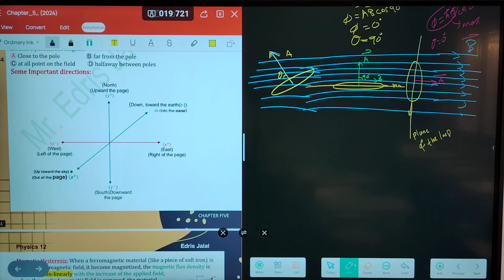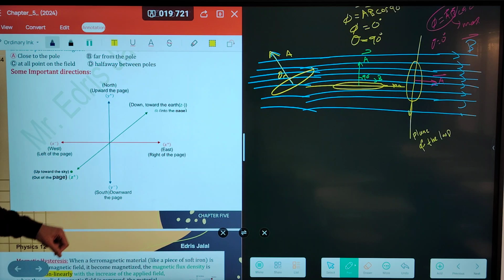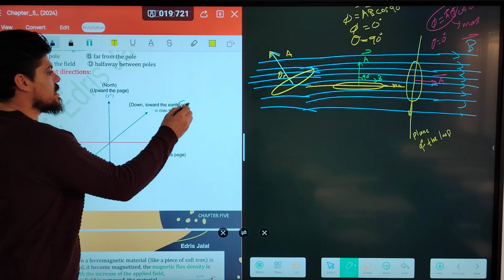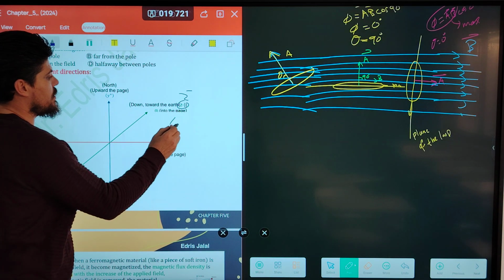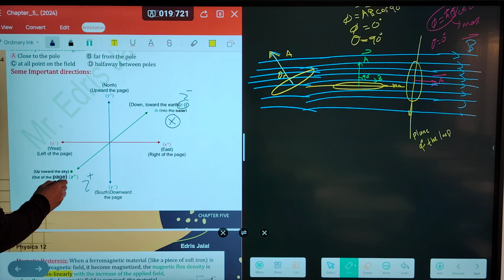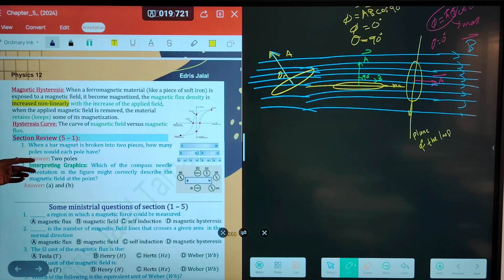So here we have some directions. This is north, upward, south, downward, east, west, into the page, out of the page. Into the page is represented by negative Z, out of the page by positive Z. Into the page can sometimes be represented by a cross, and out of the page by a dot. We will study this in detail in other sections.